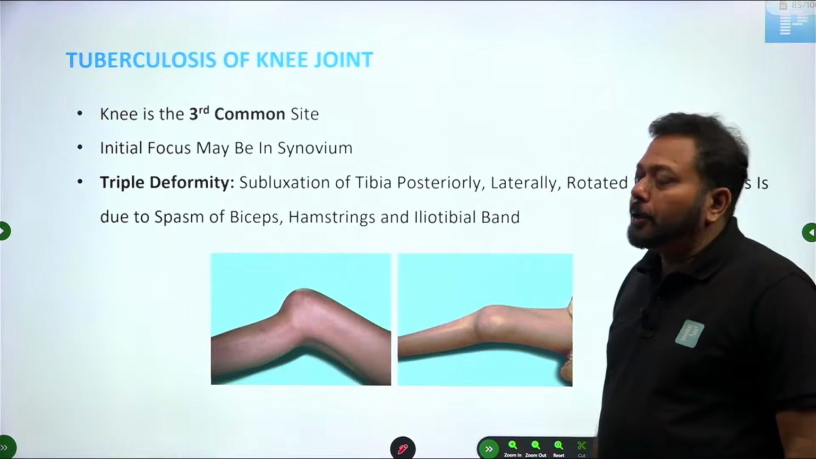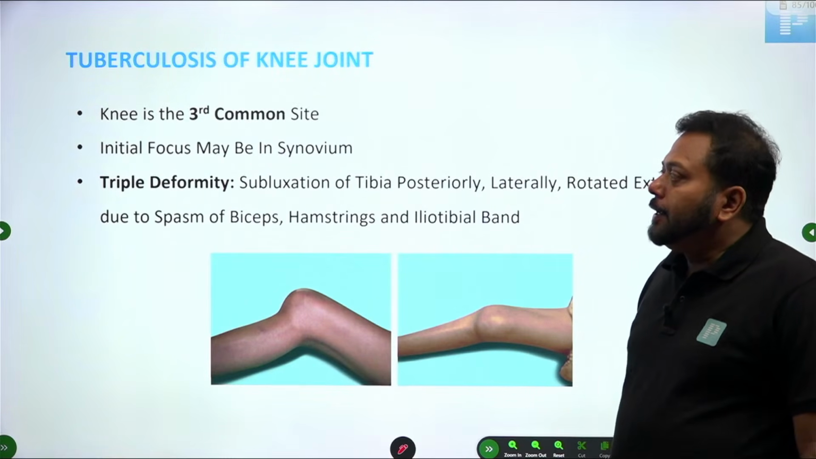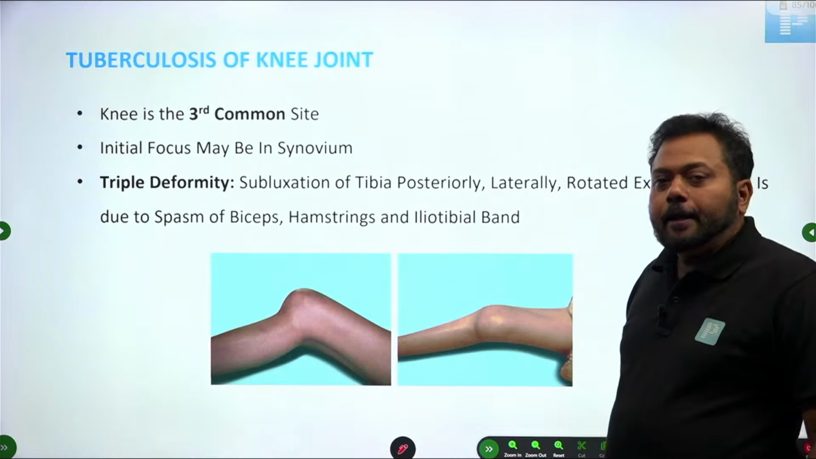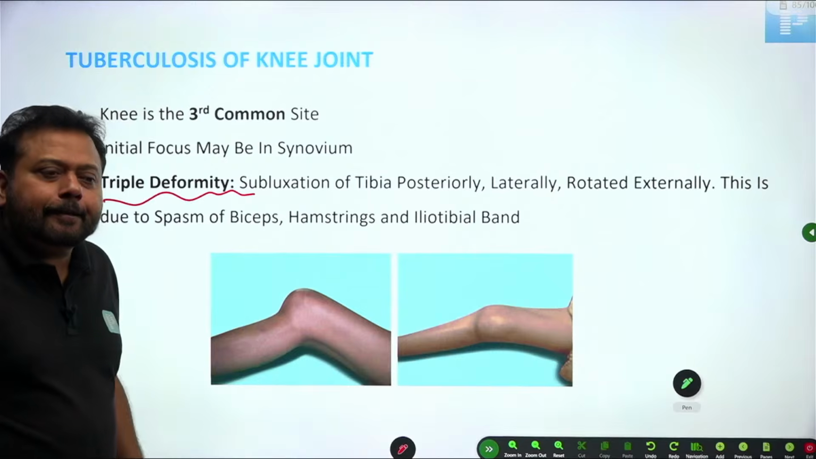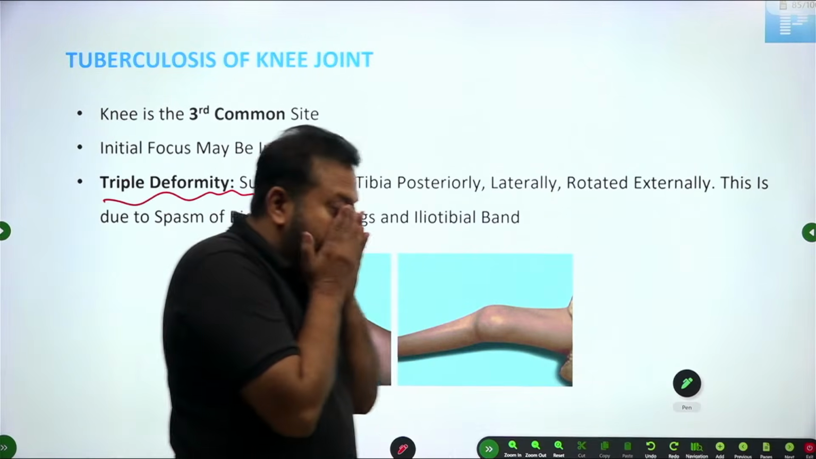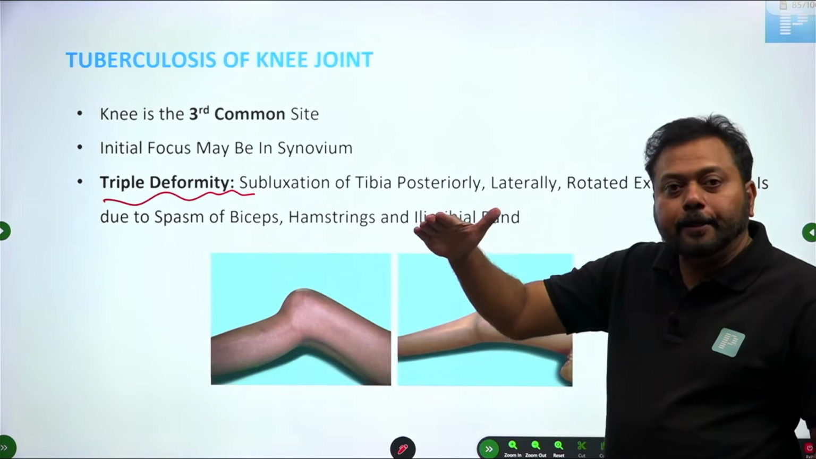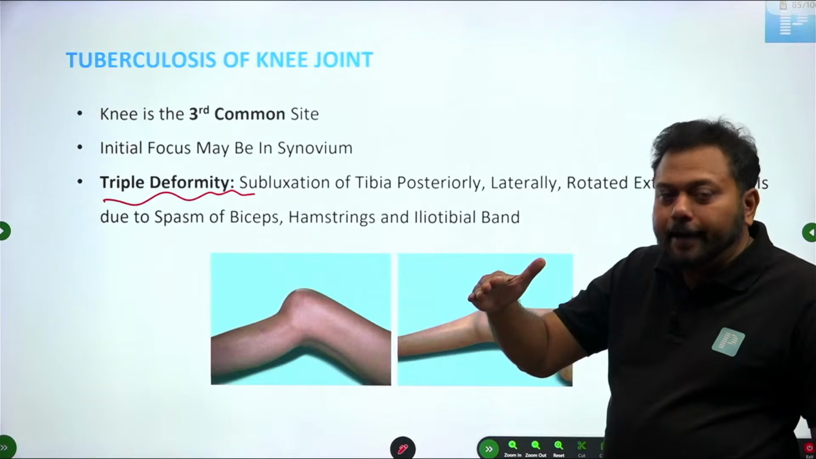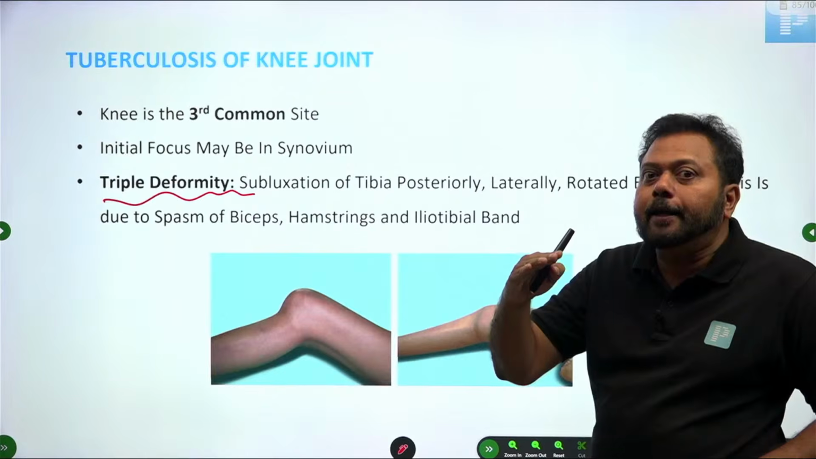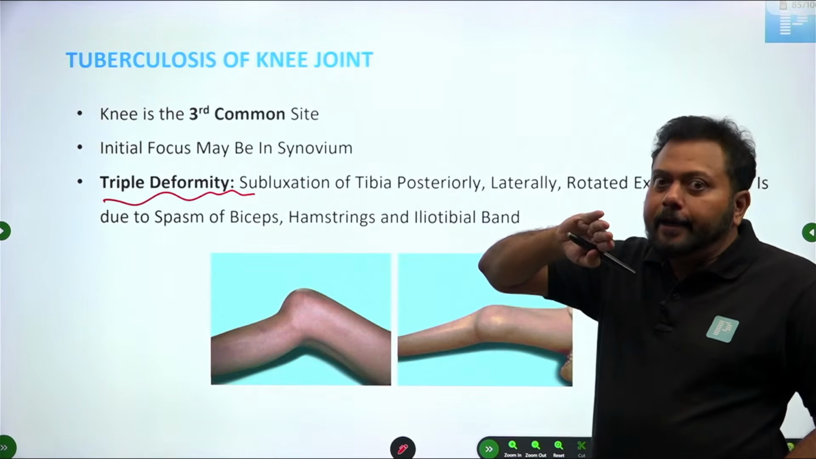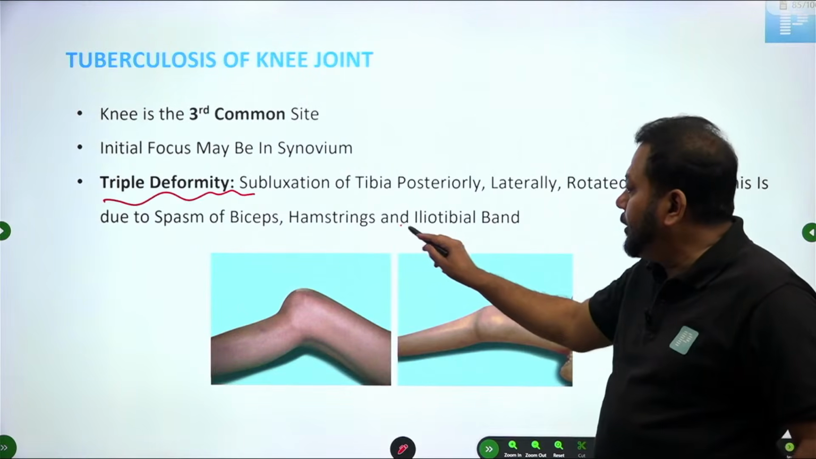Now coming to tuberculosis of the knee joint. Knee is the third common site. Initial focus may be the synovium, and in the knee don't forget the triple deformity. Three things are happening, dear friends. Focus your full attention. The tibia is dislocated posteriorly, shifted laterally, and rotated externally. That is called triple deformity. All these things happen because of tightening of the iliotibial band.